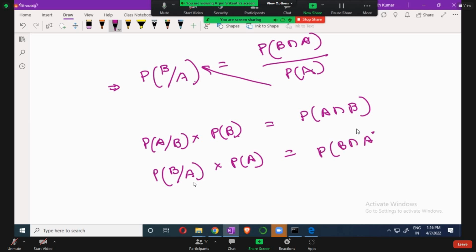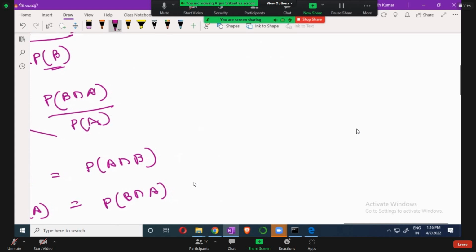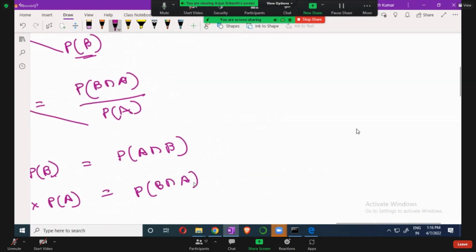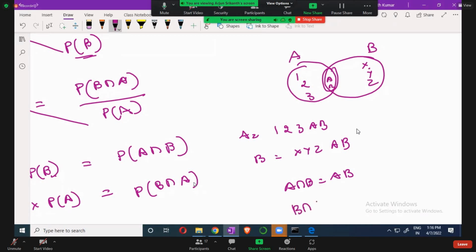Okay guys. Now is B intersection A and A intersection B the same? Is it? That is the same. If you take two intersecting sets over here, this is my A and this is my B. Here I have 1, 2, 3, AB. And here X, Y, Z, AB. Now the A value is 1, 2, 3, AB. The B value is X, Y, Z, AB. Now if I take A intersection B, how much will you get? AB. Okay. Now B intersection A is equal to what? AB only. So both are the same.